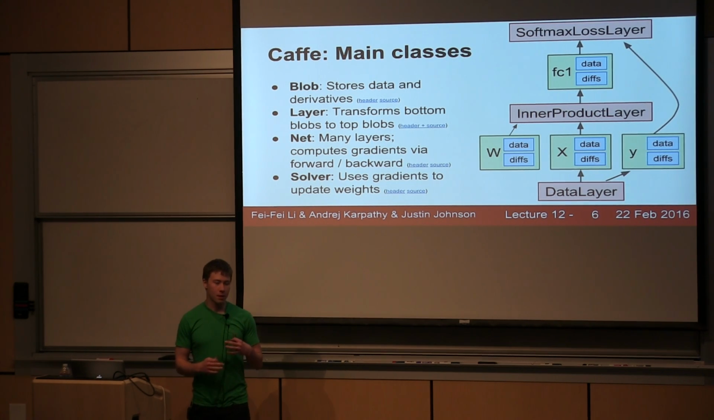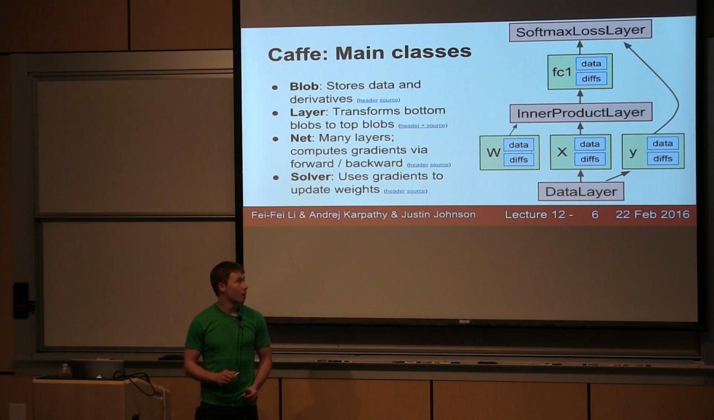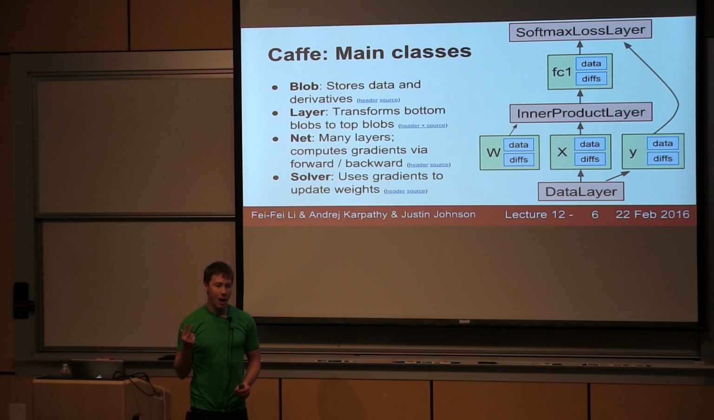Blobs are n-dimensional tensors, sort of like you've seen in NumPy, except that they actually have 4 copies of an n-dimensional tensor inside. They have a data version of the tensor, which stores the actual raw data. And they also have a parallel tensor called diffs that Caffe uses to store gradients with respect to that data. That gives you 2. And then you actually have 4 because there's a CPU and a GPU version of each of those things. So you have data, you have diffs, you have CPU, you have GPU.